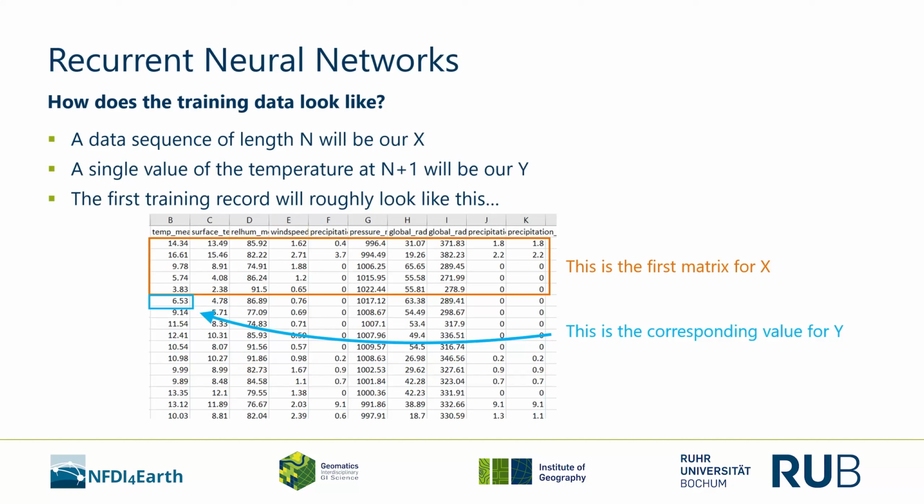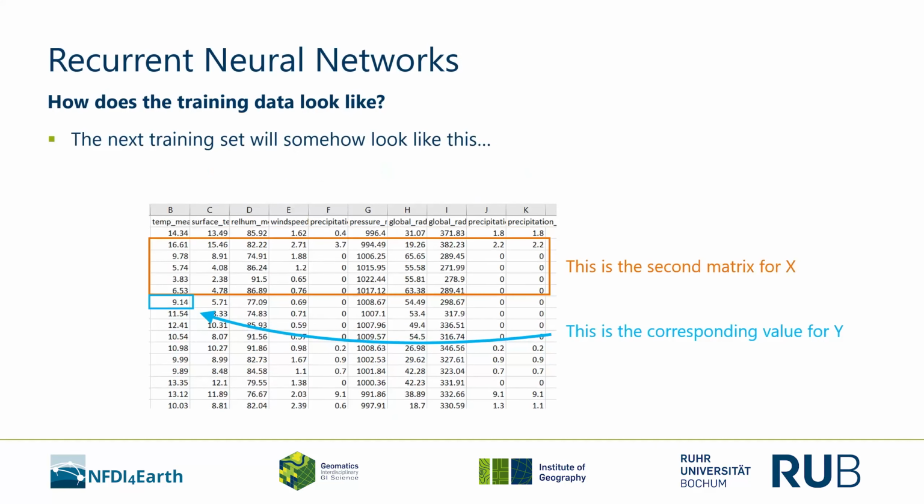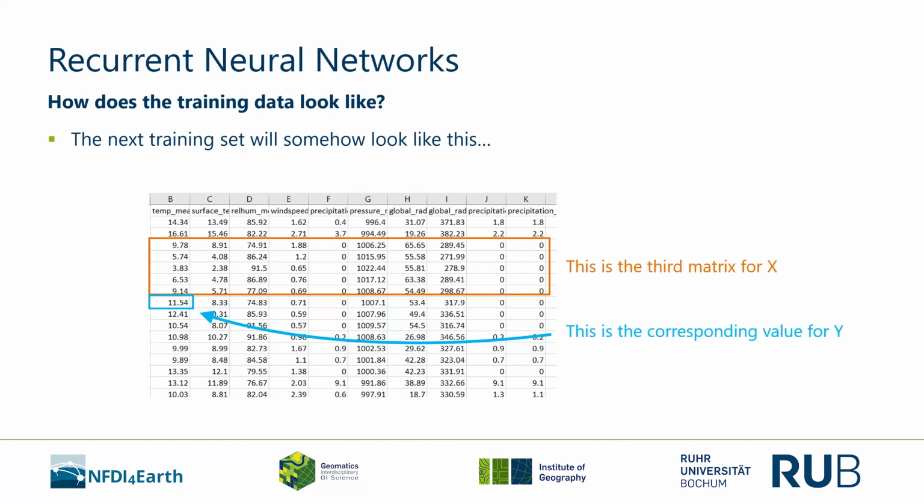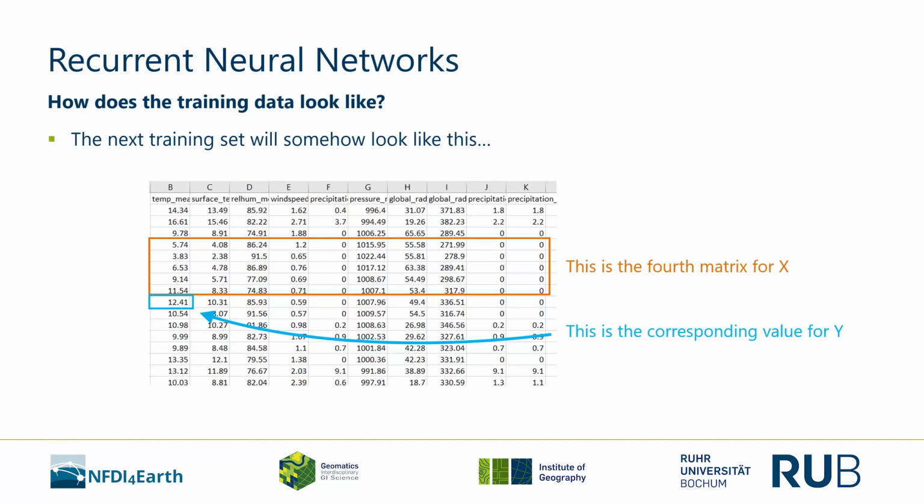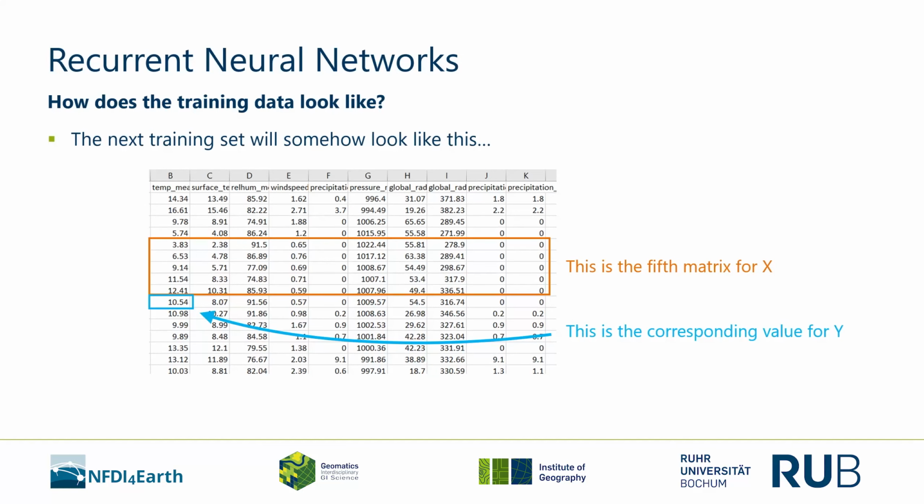For the second record in the training data, we shift our window for the selection by one step. And repeat this for the third one, etc., etc. I think you get the concept, so let us start to implement this.